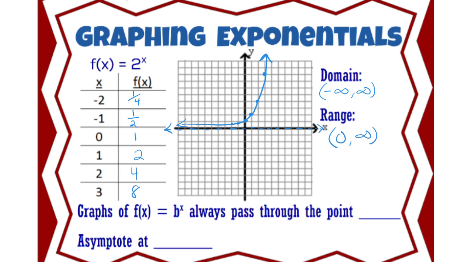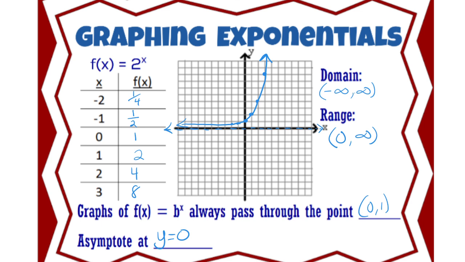Now, they don't really have a vertex, but they do have this key point that we sort of track as we start shifting this function around. Any exponential function in this format, again, as long as you don't have any special extra stuff going on, adding or subtracting, moving it around, will always pass through the point right here, 0, 1. It's not called the vertex, but that's the point that we're going to track to move this graph around. It will also always have this horizontal asymptote at 0.